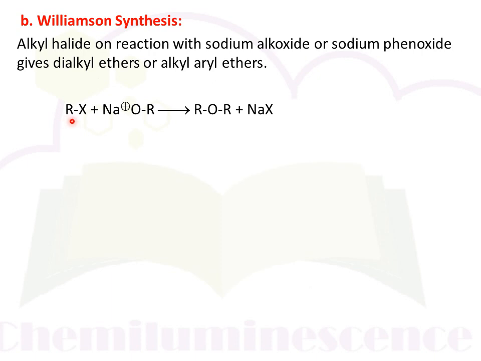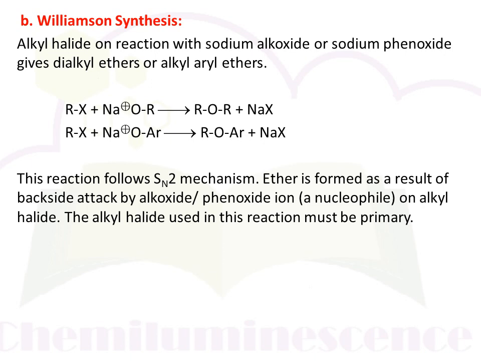This equation shows when alkyl halide is treated with or reacts with sodium alkoxide, it forms dialkyl ether as a product and sodium halide as a byproduct. In this reaction you can see the halogen part of alkyl halide is substituted by the alkoxide part of sodium alkoxide. Similarly, when alkyl halide is treated with sodium phenoxide, it forms alkyl aryl ether as a product and sodium halide as a byproduct. In this equation also the halogen of alkyl halide is substituted by the phenoxide of sodium phenoxide.